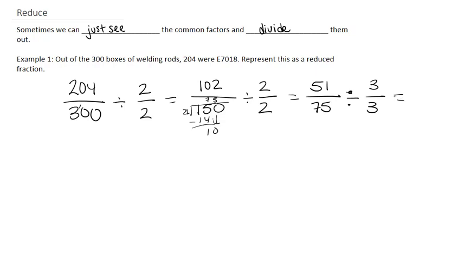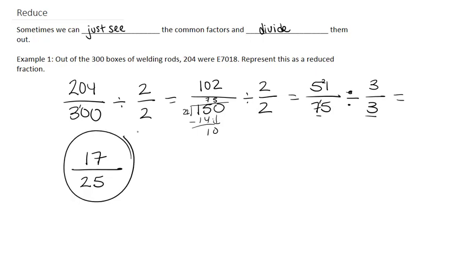51 divided by 3 is equal to, well, 3 can go into 5 how many times? Well, 1 time, and then we have 2 left over, so we now have 21, so 3 can go into 21 7 times. So that's on the top, and then 75 divided by 3. 3 can go into 7 2 times. We carry over a 1. 3 can go into 15 5 times, and then we have 17 over 25, and this would be the reduced fraction because you can't reduce any further because 17 is a prime number. So there's no more common factors.